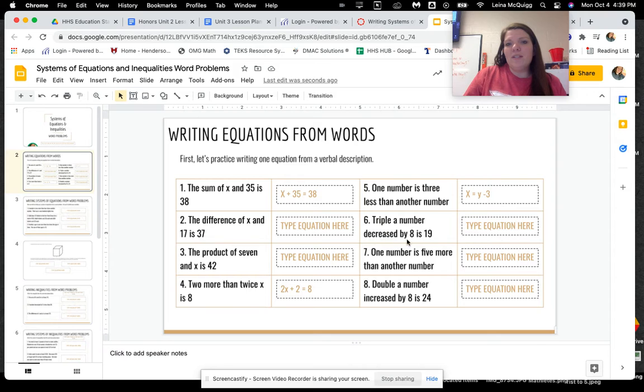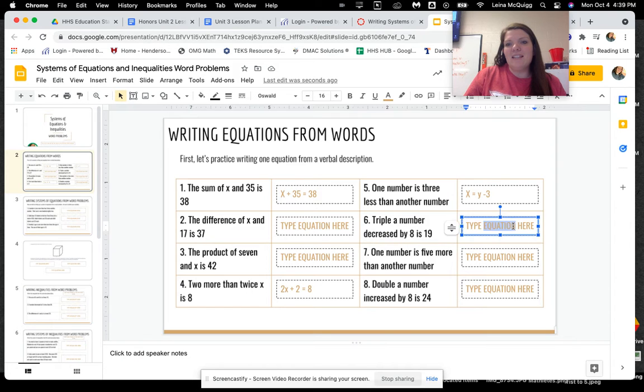So triple a number decreased by 8 is 19. Triple means we're going to do 3 times a number, so 3x. We don't know what that number is. Decreased is a subtraction word, by 8, is 19. Anytime you see the word is, that's where your equal sign goes. I'm going to let you do 7 and 8. You can pause the video here, fill in 7 and 8, talk about it as a class, and then come back.